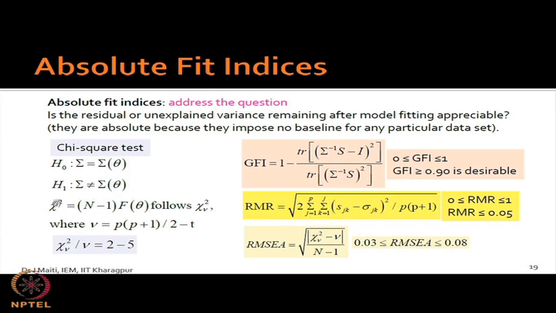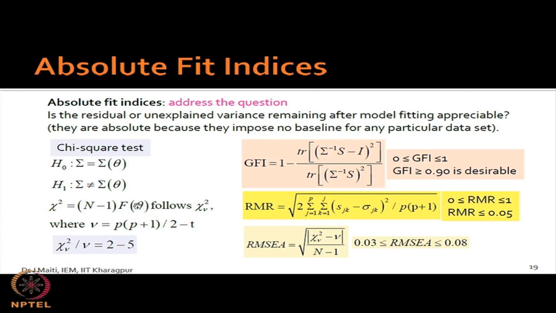Then we define one quantity called chi square, which is n minus 1 into f theta. That f theta you have seen, the minimization function. You have that value after estimation. So chi square, n minus 1 f theta, follows a chi square distribution with nu degrees of freedom, where nu can be estimated as p into p plus 1 by 2 minus t, that is, the number of non-redundant elements minus the number of parameters to be estimated. That is the degree of freedom available here. And the chi square value you get should be as small as possible, because for perfect fit f theta will be 0, then n minus 1 into f theta will be 0. So 0 is the ideal value, but it also depends on sample size, n minus 1.